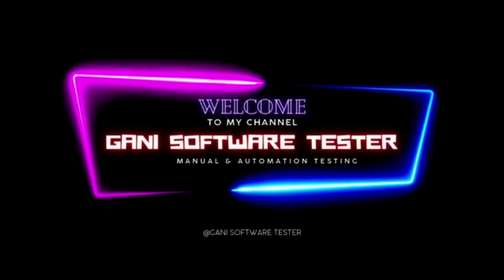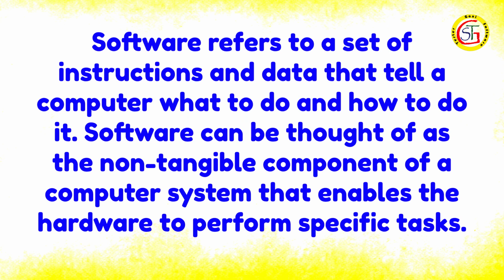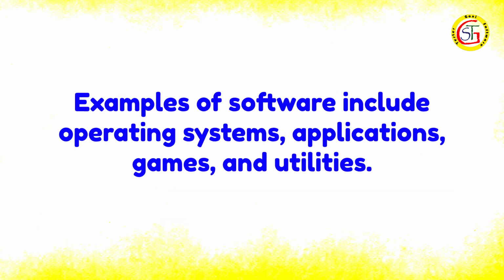Let's start the session. What is software? Software refers to a set of instructions and data that tell a computer what to do and how to do it. Software can be thought of as the non-tangible component of a computer system that enables the hardware to perform specific tasks. Examples of software include operating systems, applications, games, and utilities.